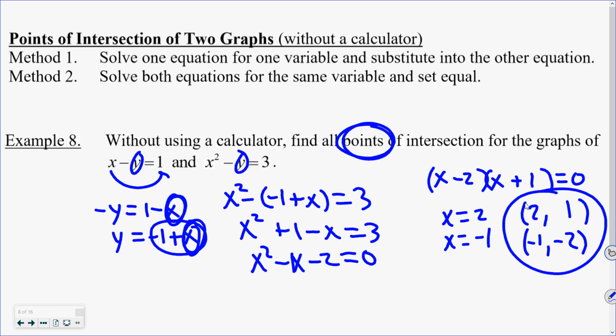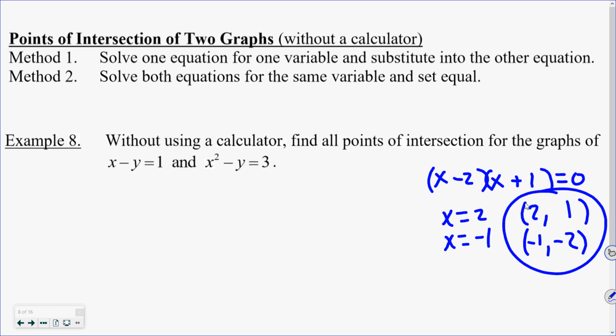So that was method number 1. You solve one of the equations for x or y, and then you plug it into the other equation. Method 2 is to solve both equations for the same variable. Let me just show you how you'd set that up. So we already solved this one for y. This one was, now I already forgot, what was it, negative 1 plus x.